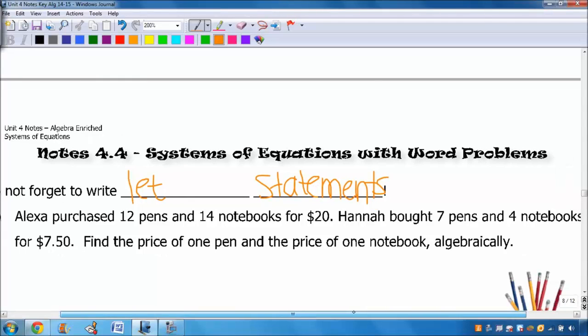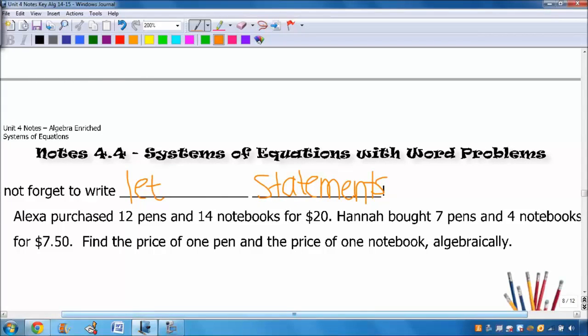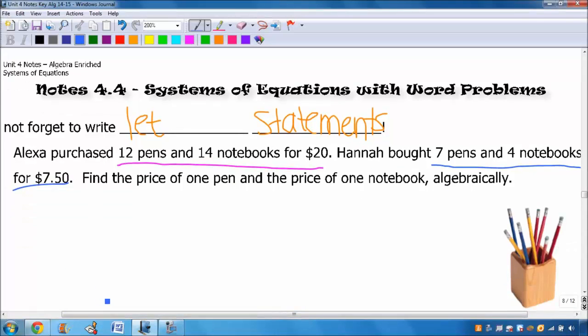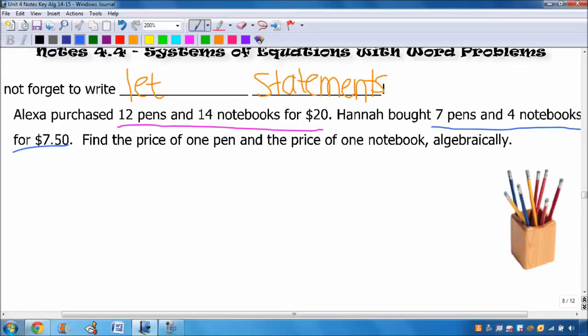So in number 1, it says that Alexa purchased 12 pens and 14 notebooks for $20, okay? And Hannah bought 7 pens and 4 notebooks for $7.50. Find the price of 1 pen and the price of 1 notebook algebraically, which means that we have to either use substitution or elimination to figure this out, because we can't figure this out by graphing or by guess and check, okay? Algebraically means you got to set up some type of an equation.